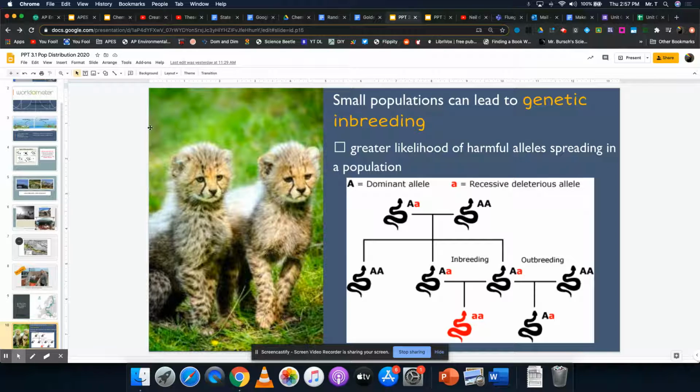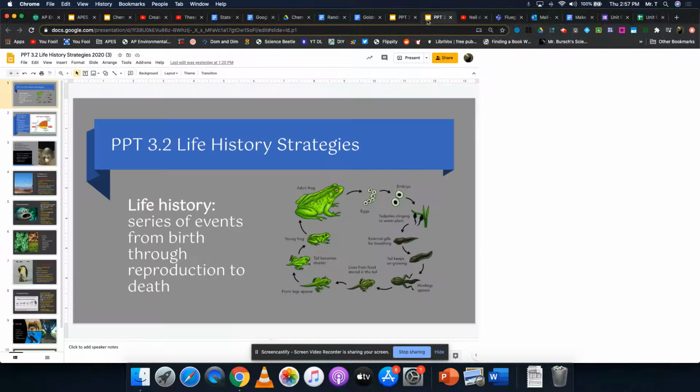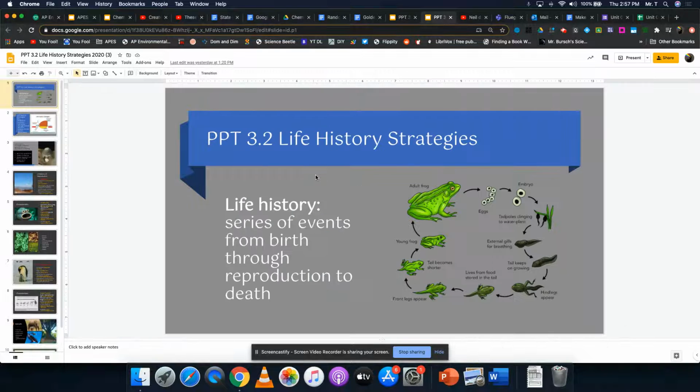It's very common in critters that have had drastic reductions in their population size, like cheetahs and rhinos, or some people from West Virginia. That's funny. If you're from West Virginia, no offense. So, yeah. Then we have the second part, life history strategies.